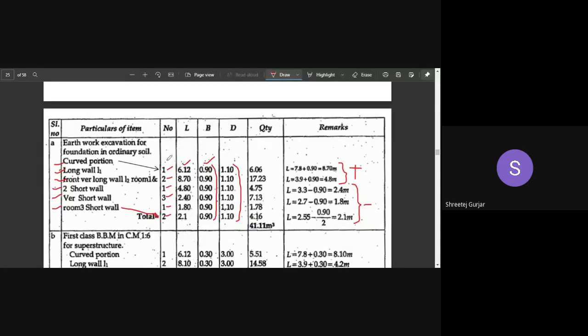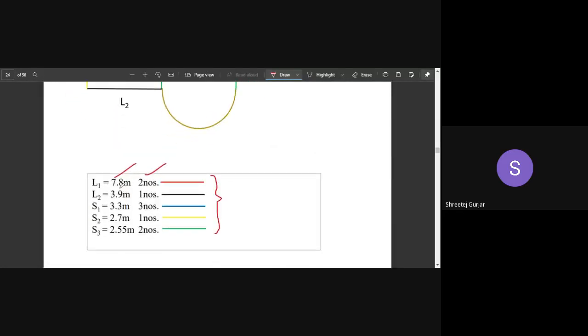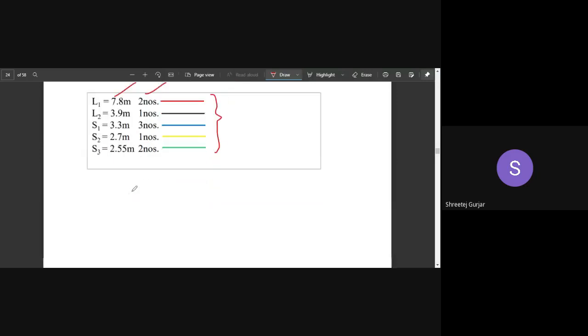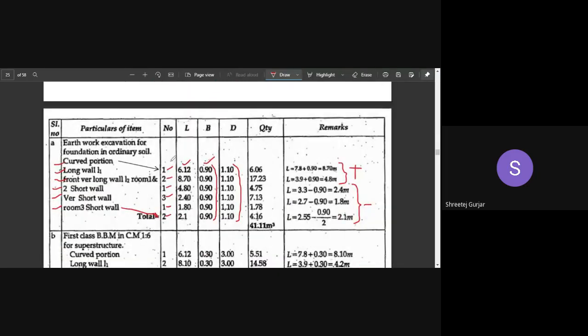Center to center length we know, which I have mentioned here. So it is 7.8 plus 0.9 plus 0.9, and here you have to reduce 0.9, reduce 0.9, and reduce 0.9. That is how you get your length. Multiplying number by length by breadth by depth, you get your quantities. So this is for your earthwork in excavation.